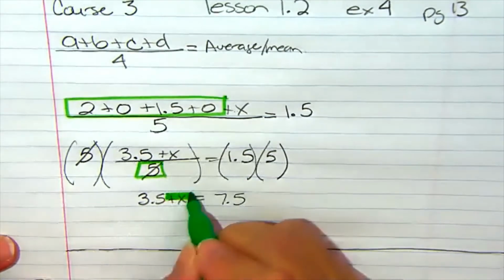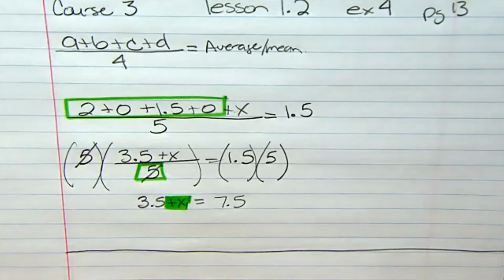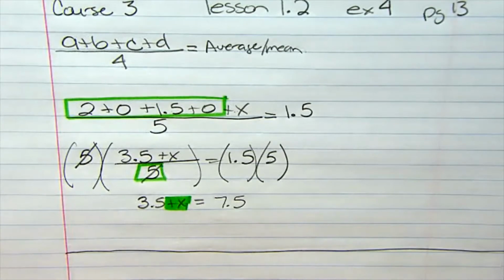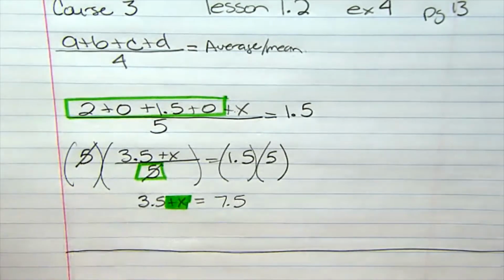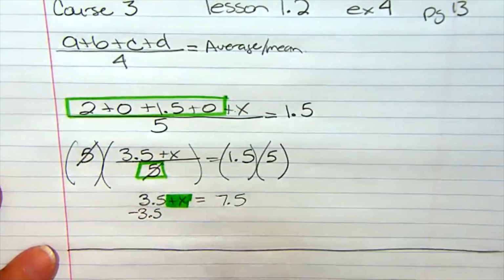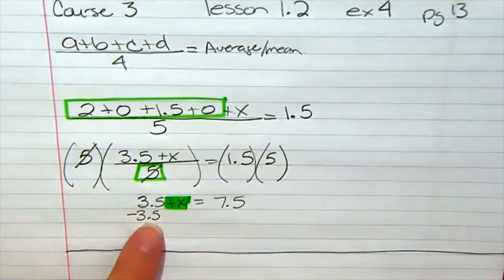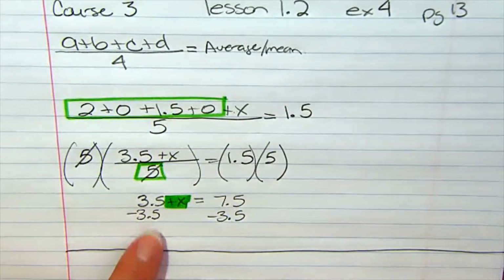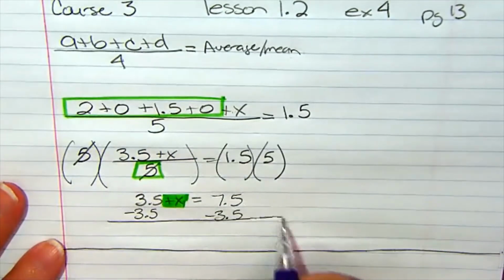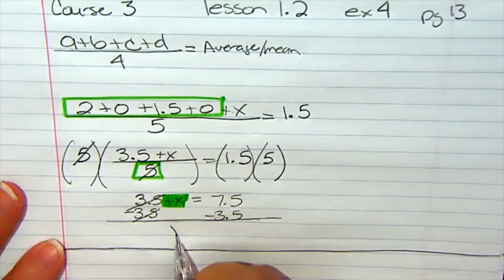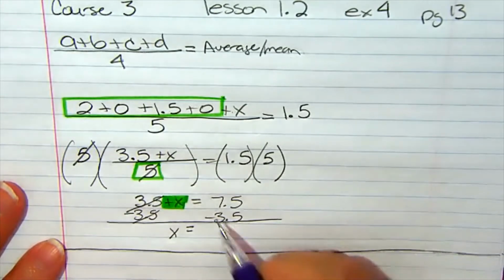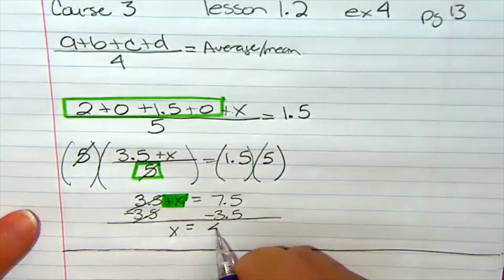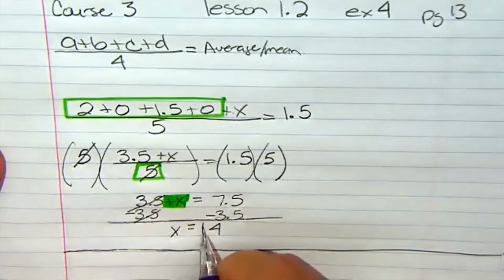Now, I want to isolate my variable, which means I need to get rid of this positive 3.5. Well, to undo positive 3.5, I'm going to use negative 3.5. And what I do to one side, I must do to the other. So these guys cancel, and I'm left with positive X equals, I have a positive and a negative, so I'm subtracting. 7.5 minus 3.5 is 4, and I keep the sign of my largest number.